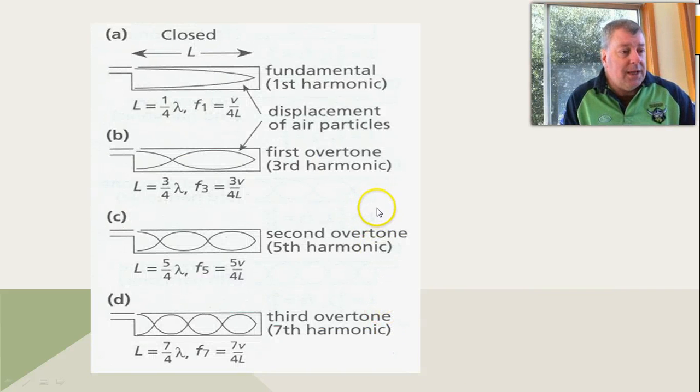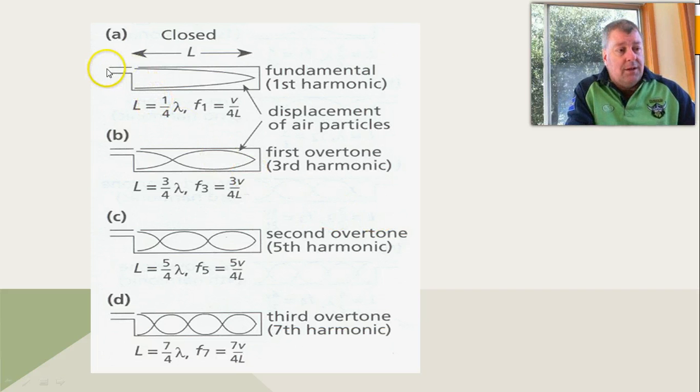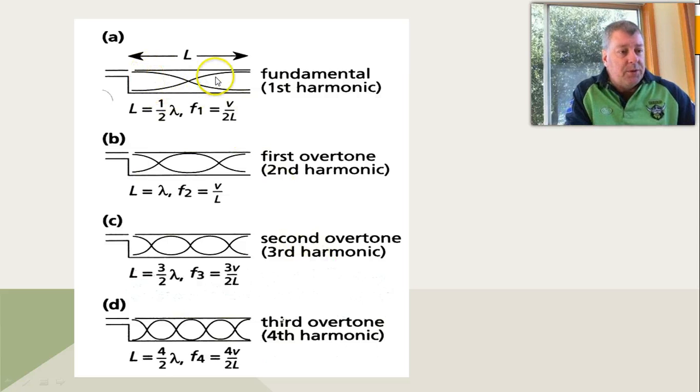Now this one is out of your textbook. It's trying to represent something like a flute or a clarinet, and it's closed at one end. So there's our first harmonic. This is the third harmonic or first overtone. There's all our equations, and then open at both ends, you get all the resonances as well.